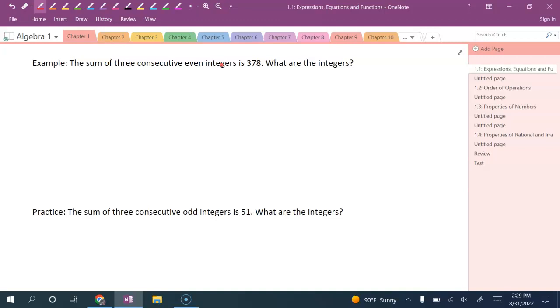So hopefully we know that even numbers would be like 2, 4, 6, 8, 10, 12, and so on. Now consecutive means that they go in a row, so like one right after each other. So I want you guys to think about this for a second. This is not necessarily related to this problem, okay?